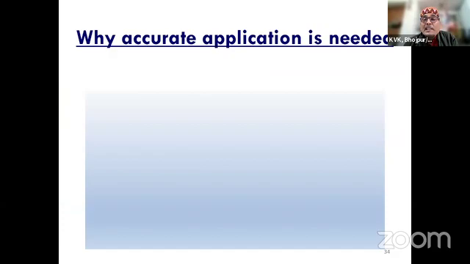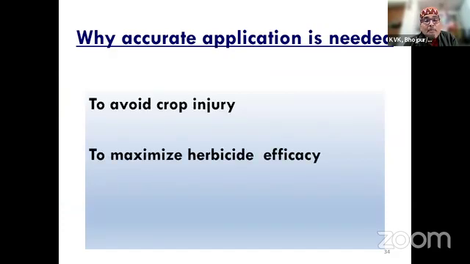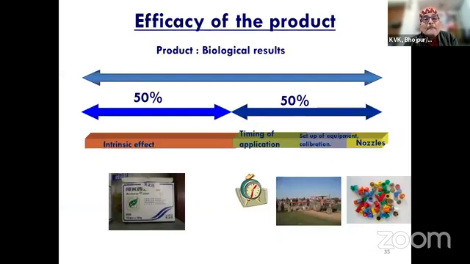Why is accurate application needed? To avoid crop injury, to maximize herbicide efficiency. Efficiency of the product also depends on the method and time of application and the type of nozzle which we are using.